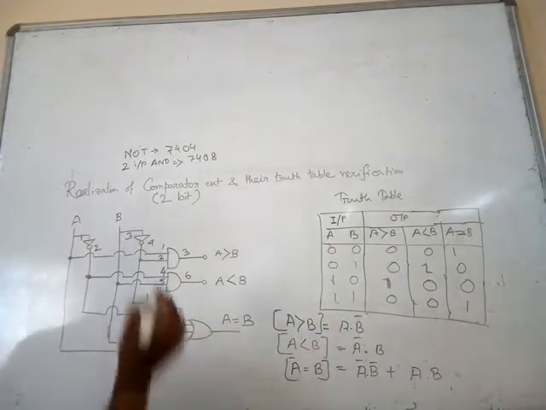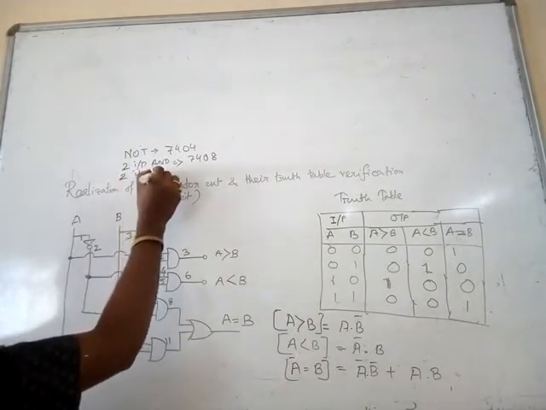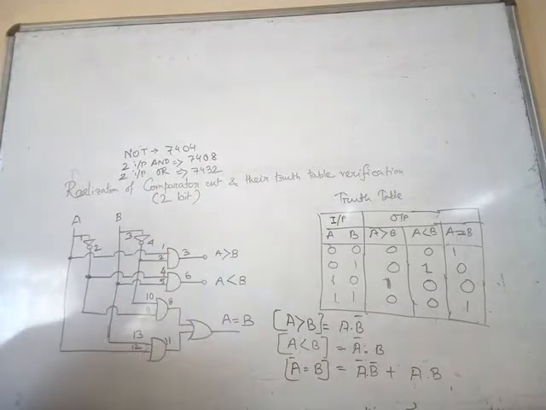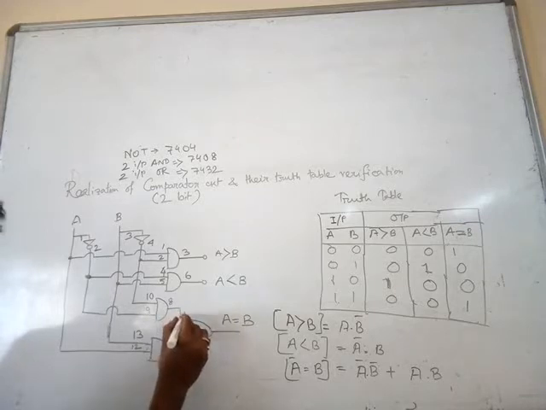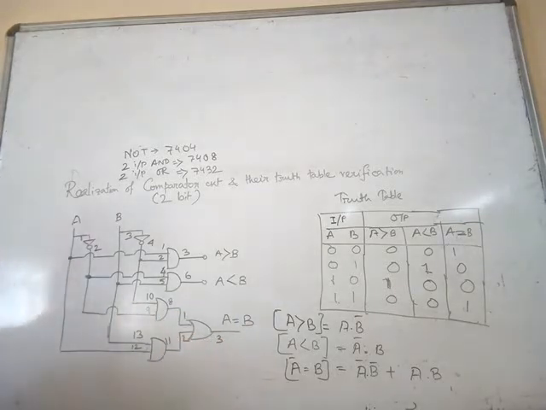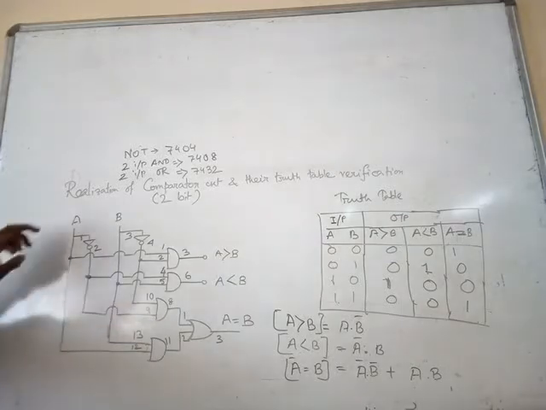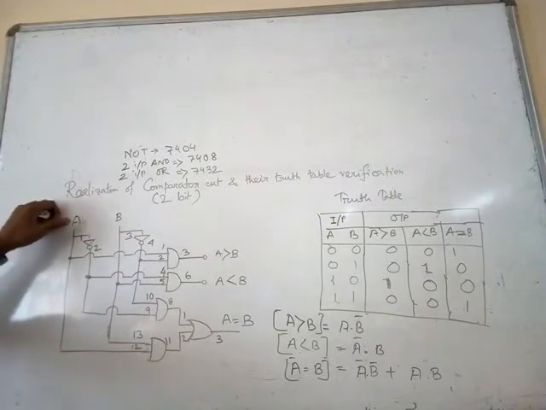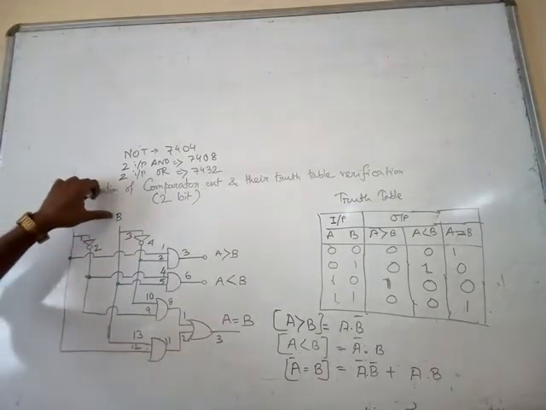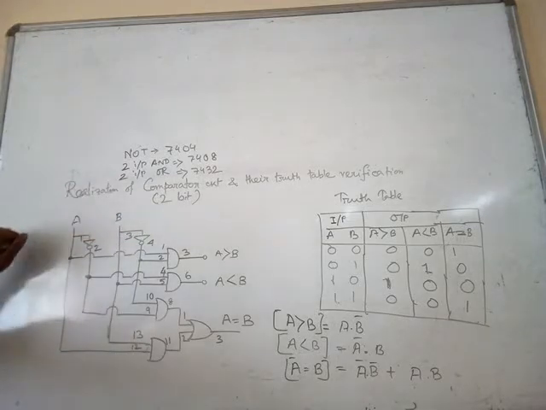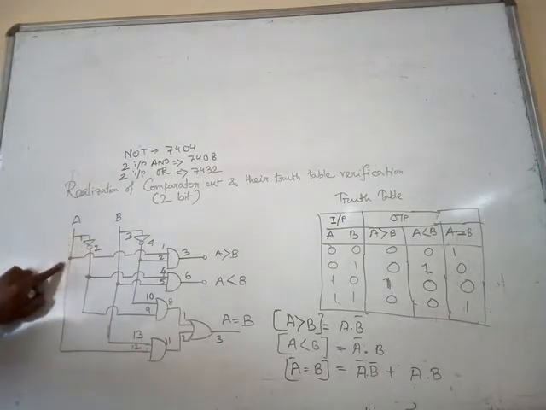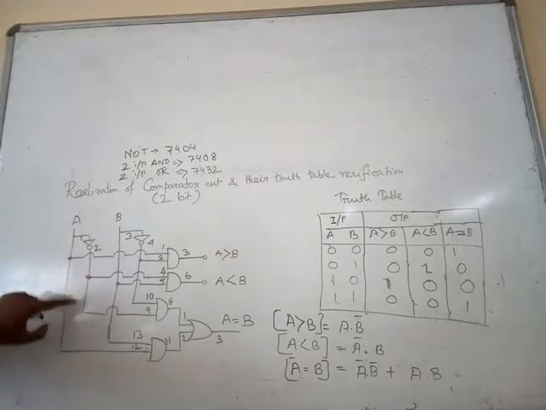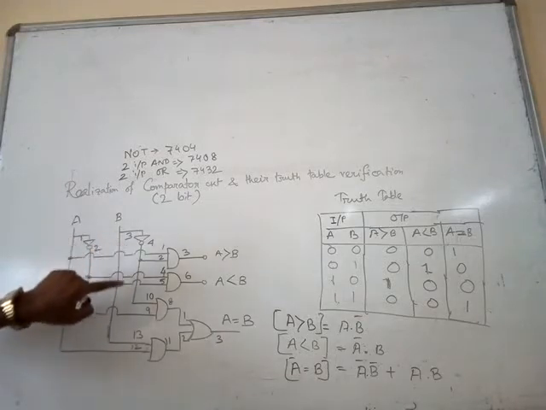Next, another gate is OR, 2 input OR, IC number 7432. There are 4 gates also. We take the first gate 1, 2, 3. Now the circuit is complete. So here we have 2 inputs A and B and 3 outputs. First A connects to pin number 1 of NOT and B connects to pin number 3 of NOT. Then we consider the 1 line, 2 line, 3 line and 4 line of NOT.